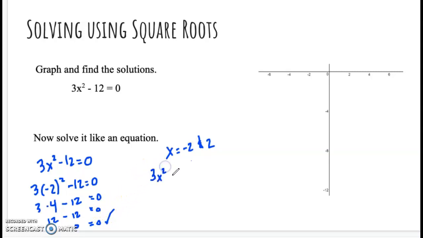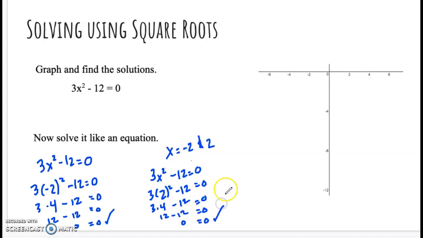So 3x squared minus 12 equals 0. I'm going to plug in my +2 this time. And I'll end up with the same thing. 3 times 4 minus 12. And 3 times 4 is 12. 12 minus 12 is 0. 0 equals 0. So +2 worked. So both solutions worked. It's always a good idea to check your work.